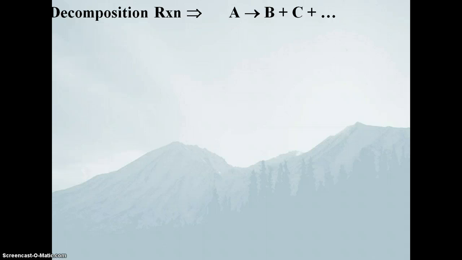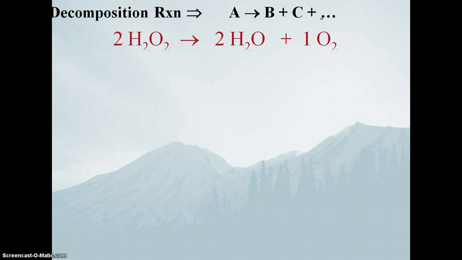We have decomposition reactions, which it's not too big of a stretch. It's something decomposing. So one component falling apart into two or more components. So hydrogen peroxide slowly decomposes into water and oxygen. It doesn't matter that there's a 2 there. The concept of a decomposition reaction is there's only one reactant, one single compound.